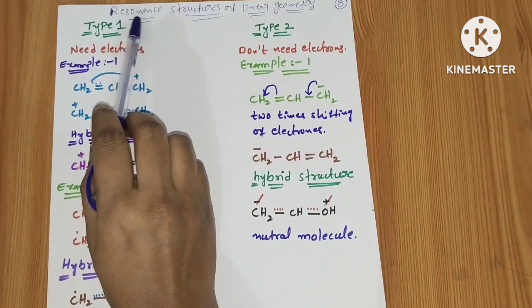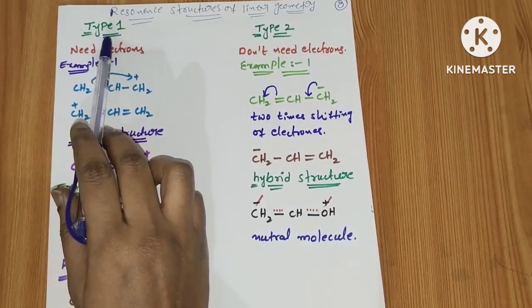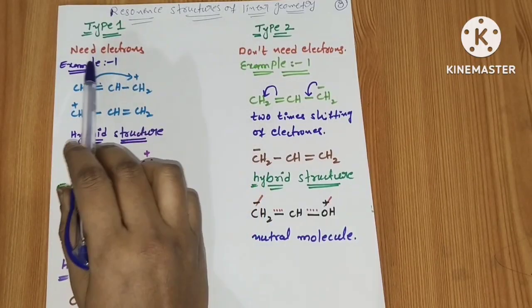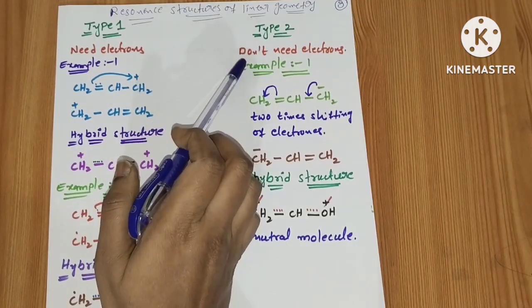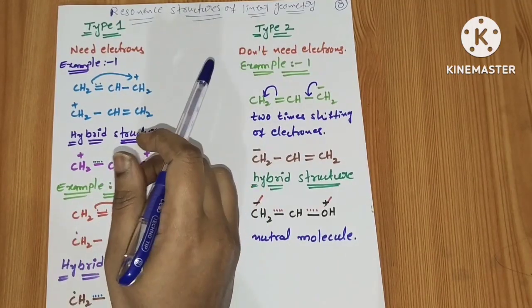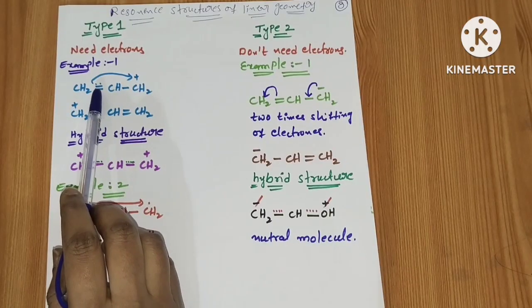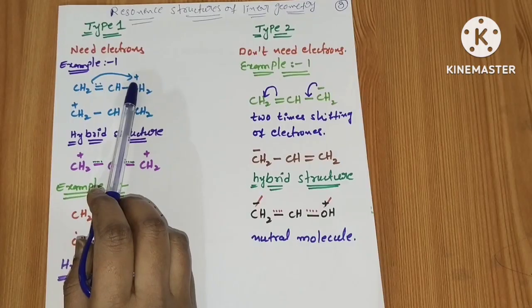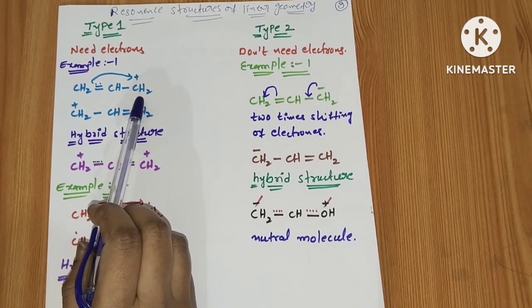Firstly, we will learn resonance structures of linear geometry. I divided them into two types, type 1 and type 2. For type 1, I write need electrons. For type 2, I write don't need electrons. Now consider this example. We already know that pi electrons are present in this pi bond, while this positive sign means that this carbon needs electrons.